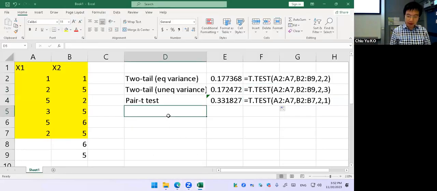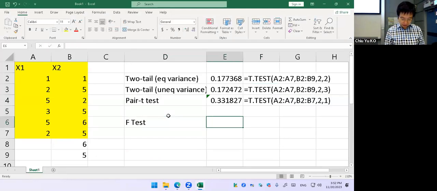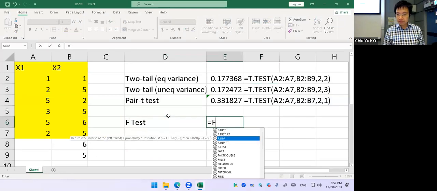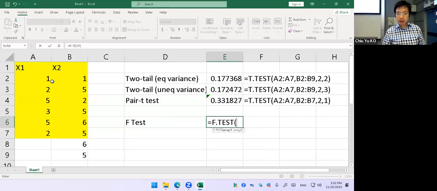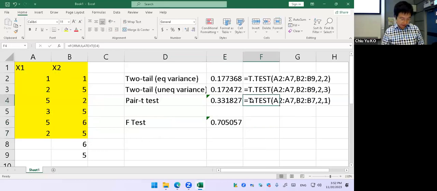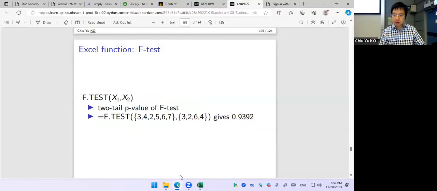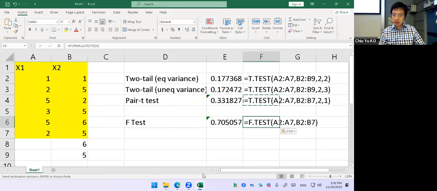So the F test, I want to see this F test, right? To see that the same. So F test, right? I put in this one, I put that one. Okay, that's with F test. Okay, so that would be the answer. Okay.